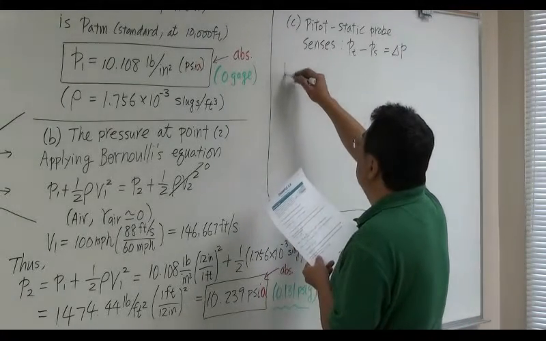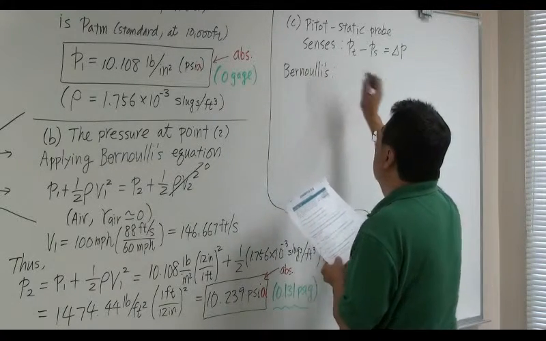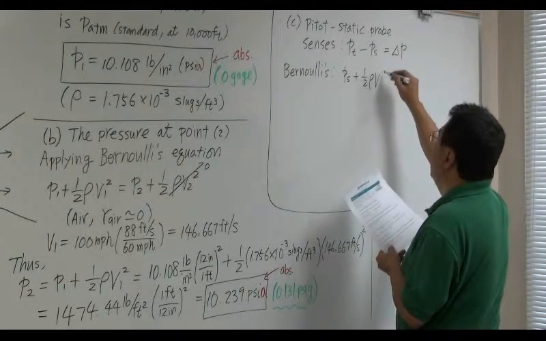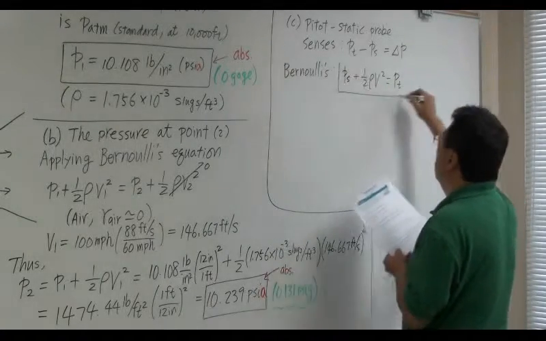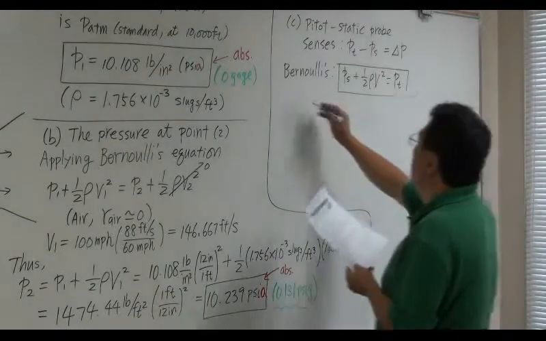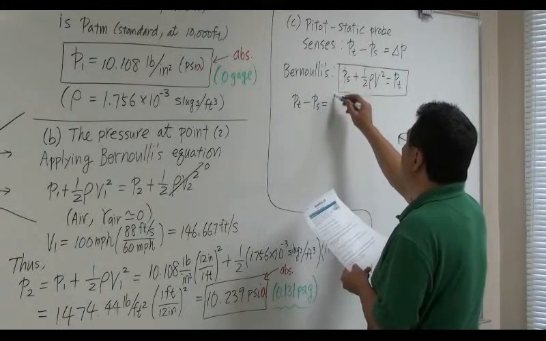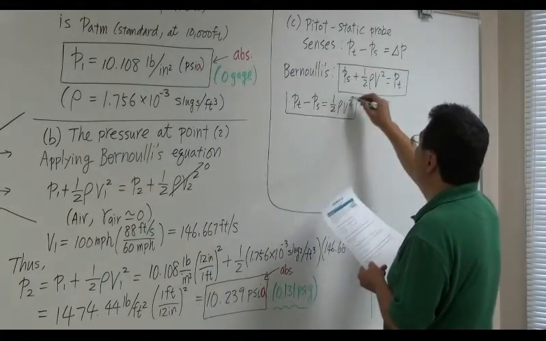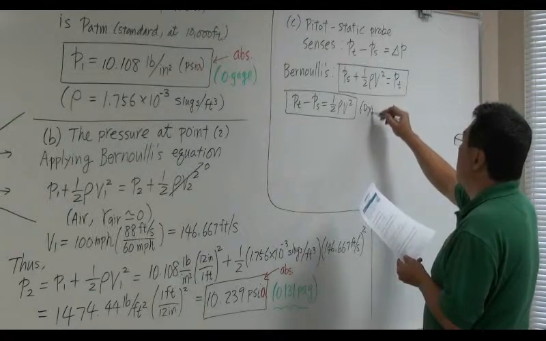If you think about Bernoulli's once again, Bernoulli's equation is static pressure plus 1/2 rho V squared is equal to Pt. This is essentially what Bernoulli's equation says. So Pt minus Ps is 1/2 rho V squared. So this is how much the pitot-static probe senses. This is essentially dynamic pressure.